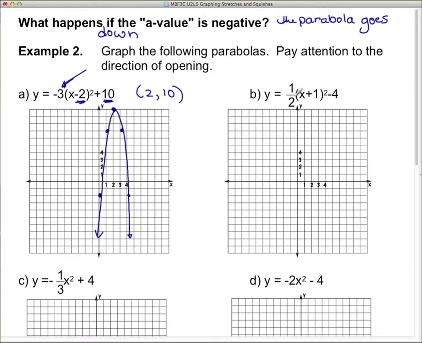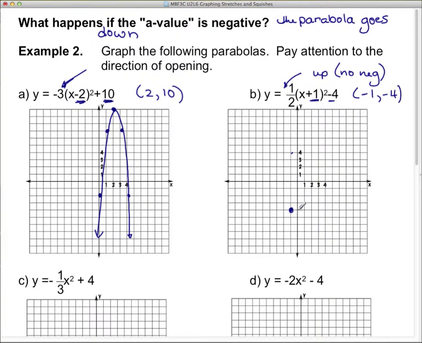Okay, now this says pay attention to the direction of opening. Now, is this one down? No. This one is going to open up because that is not negative. There's no negative. So let's take our vertex again. It's going to be -1, -4. So back 1, down 4, sorry. 1, 2, 3, 4. And this one goes up.